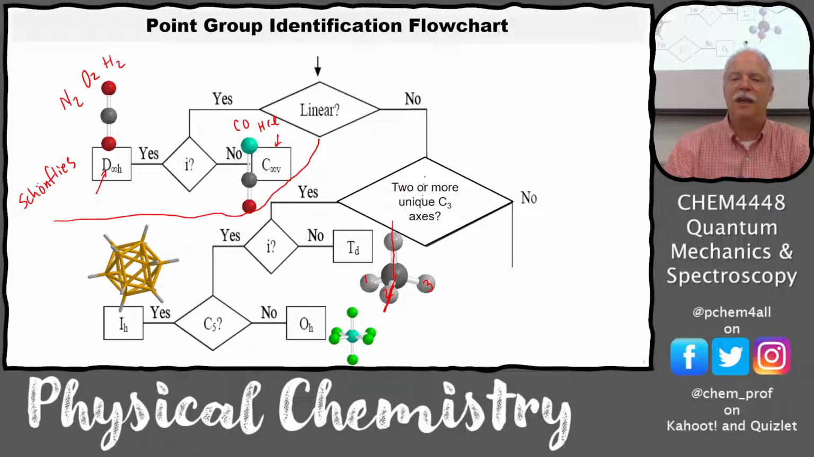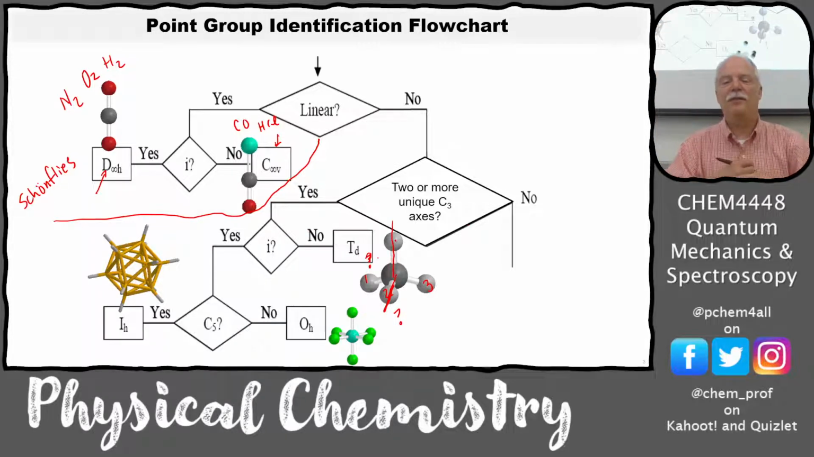If we had methane, we would have gotten to this box, 2 or more unique C3 axes, I would say yes. So I would jump over here. Then it asks, is there an inversion center? And I would say no, because this top hydrogen here, if I invert through the center of mass, there's nothing down here for it. So there has to be a hydrogen on the other side for it to have an inversion center. So inversion, everything goes through the center of mass. And so like this number 3 here would go through that carbon and hit this side, but there's no hydrogen over there. Okay, so it does not have an inversion center. So if it has lots of C3 axes but no inversion center, it's a tetrahedral molecule.